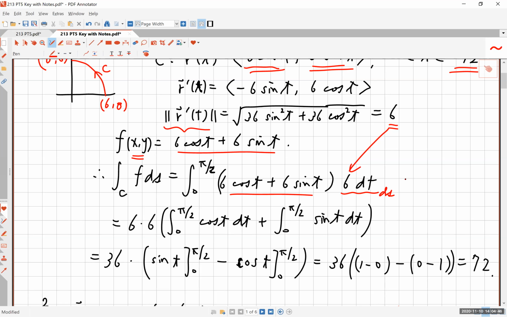And then, of course, you can factor out these 6, and then you take out that 6. That's 36 in front, and then you integrate cosine. That would be sine. And the integral of sine is, of course, minus cosine, and your answer should come out as 72. No problem here, right? I hope you got that one easily.